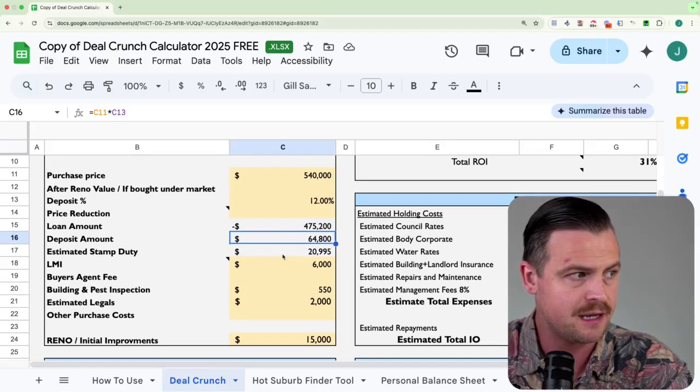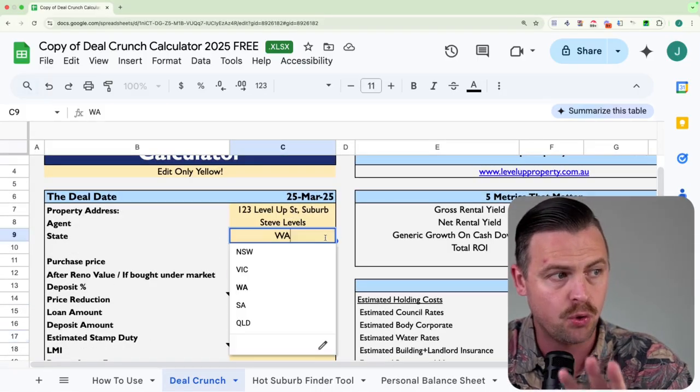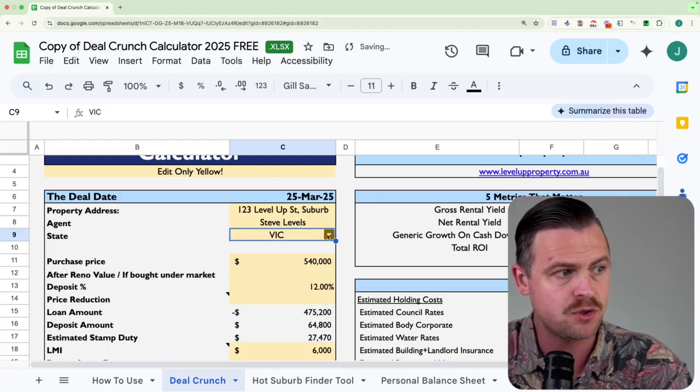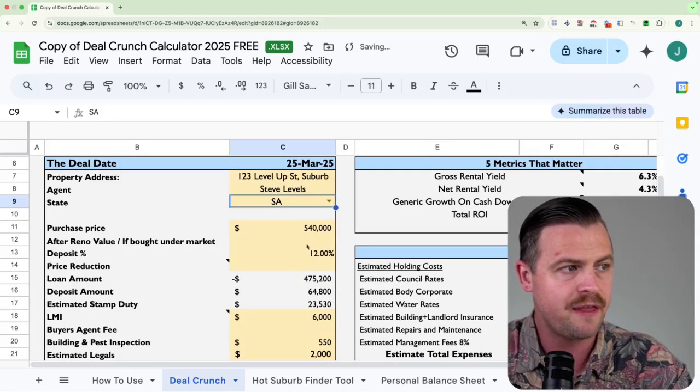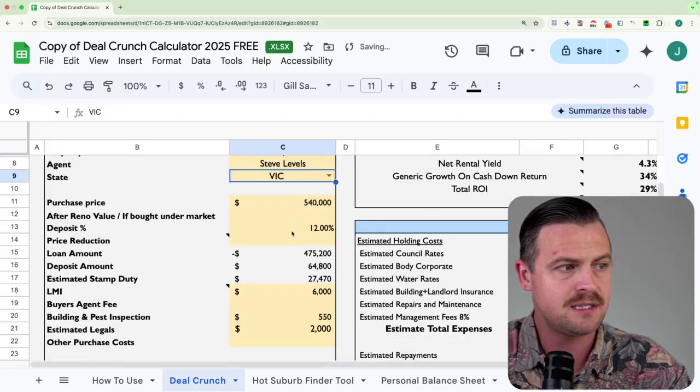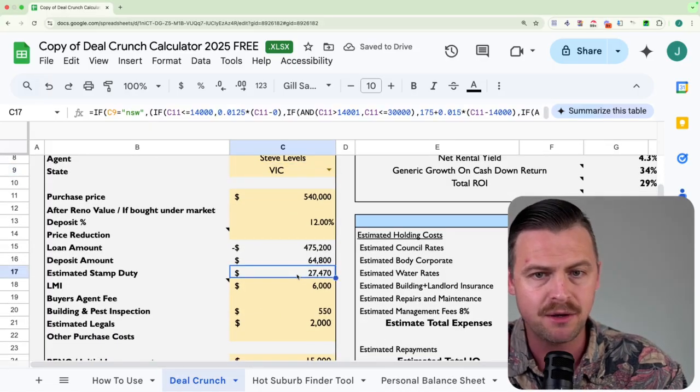So you need $64,000. Estimated stamp duty. It's got automated stamp duty built in. New South Wales, Victoria, South Australia, all of that kind of stuff there as well. So let's say that this is a Victoria purchase. That's going to cost around about $27,000.